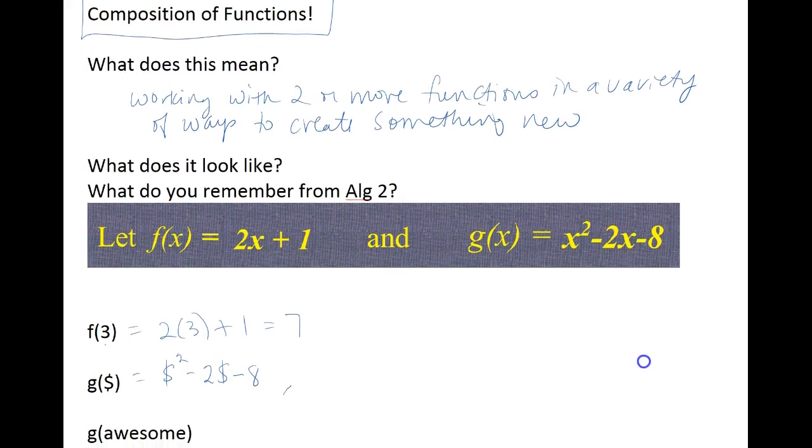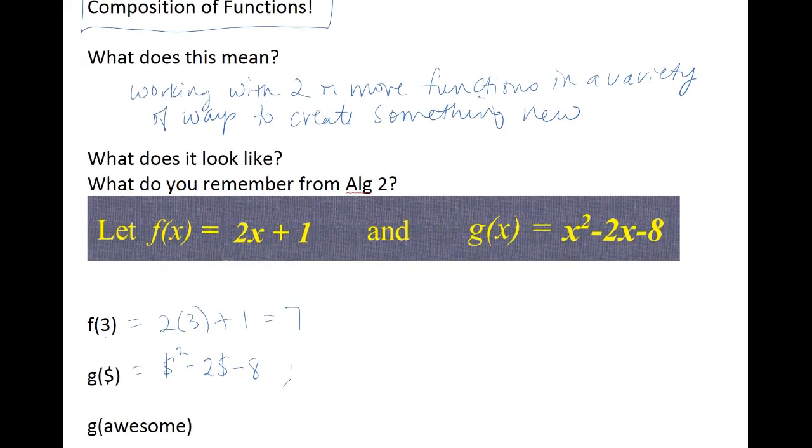All right, what about something like this? g of awesome. It's kind of the same thing as above. Don't get wigged out if it's like a word or a sentence or even a paragraph. Whatever is inside of the parentheses is what gets put into your function, and it will replace the variable that was there before. So this is going to be awesome squared minus 2 awesomes minus 8. Look at that. Now that just looks awesome. All right, so that's sort of how that works.